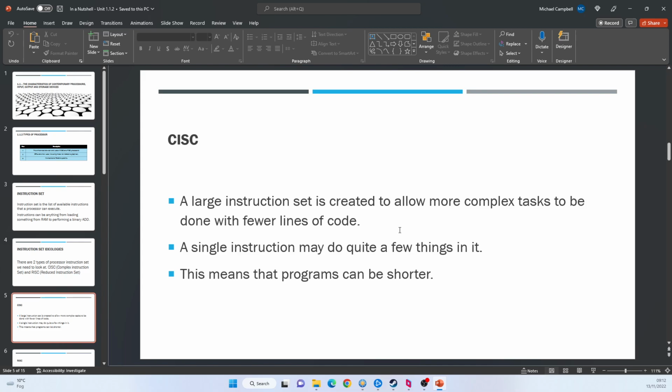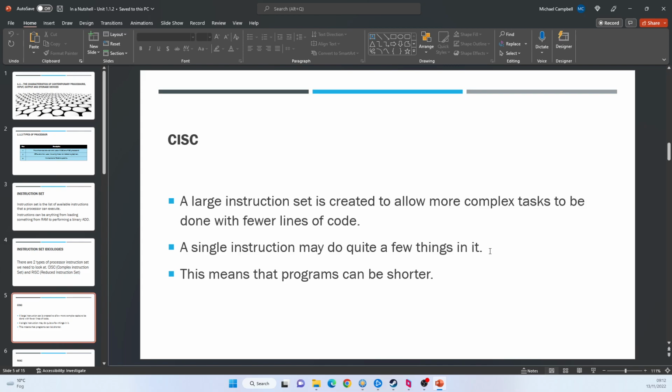So, like in human speak, it might be like fetch something. So you go and fetch something. That's quite a complex task. You're not saying stand up, walk towards, put hand down, pick up object, bring to me. You're just going to fetch that. So you've taught it to do a more complex thing. So a single instruction can do quite a few things, which means that the program can be shorter, because obviously if the instructions are more complex, you don't need to break them down as much. They might do what you want with just one line.